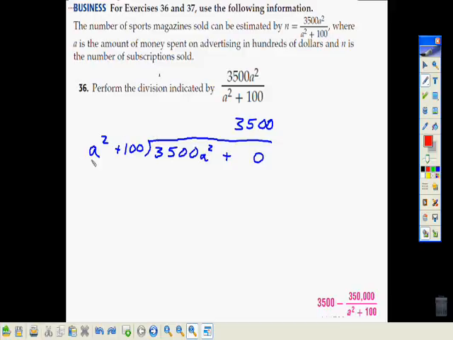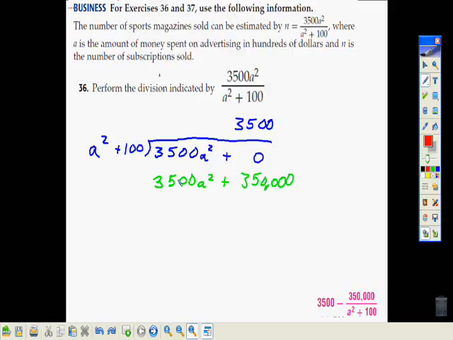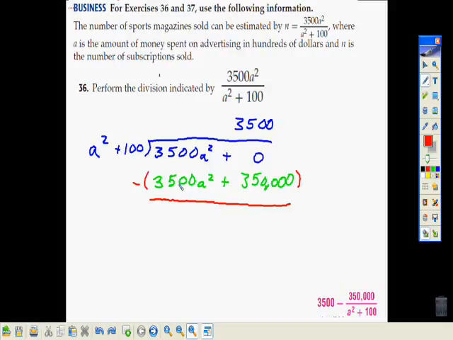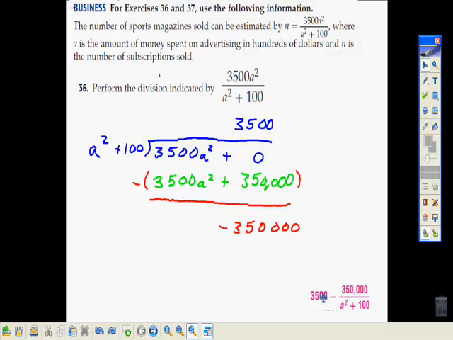3,500 times a squared would give me that. And so multiplying that, I would just have 350,000 here. And we're going to subtract that next because the a squareds are going to cancel out. I'm left with a negative 350,000, which is my remainder, which is how the book gets its answer on there. They just write the remainder divided by the original denominator.